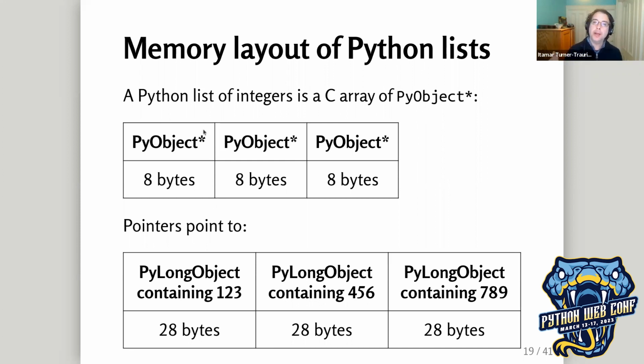You still have an array, but it's an array of PyObject stars. It's an array of pointers to PyObjects. And PyObjects are generic. So it doesn't know that it's a list of integers. It knows that it's a list of Python objects. And then you go to the Python objects. Once you're there, you can say, okay, what kind of object are you? So you go look at this pointer, and you go look somewhere else in memory, and you say, are you really an integer? And it says yes.